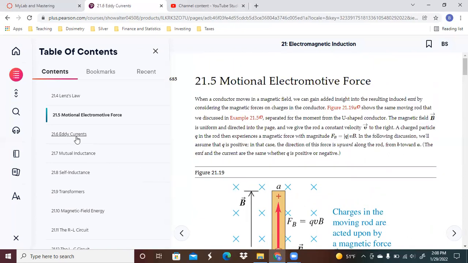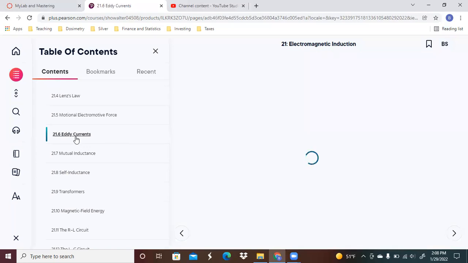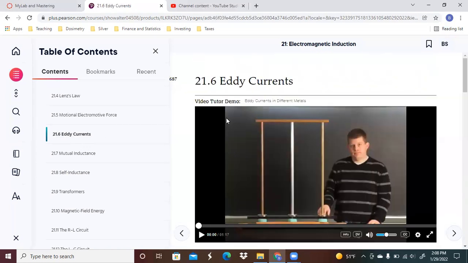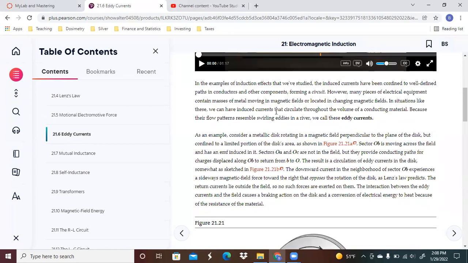Now let's move on to eddy currents, not cousin Eddie, but eddy currents. So we've looked at examples of induction. The induced currents have been confined to well-defined paths in the conductors and other components forming a circuit. But many pieces of electrical equipment contain masses of metal moving in magnetic fields or located in changing magnetic fields. In situations like these, we have induced currents that circulate through the volume of a conducting material because their flow patterns represent swirling eddies in a river. They're called eddy currents.